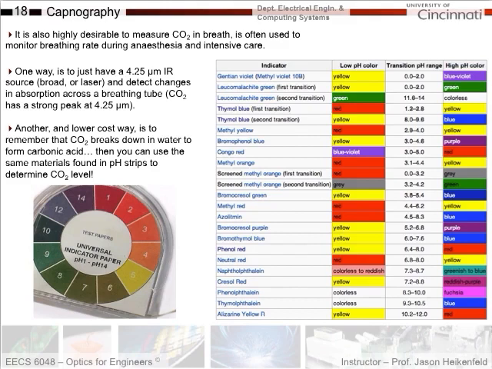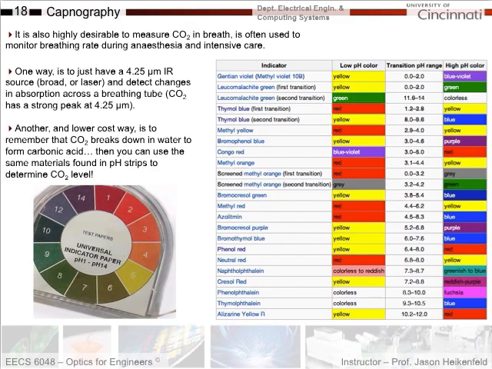One way you could do this is you could have a 4.25 micron IR laser that could basically look at that absorption peak, because there's a strong absorption peak for carbon dioxide at this wavelength. But that's kind of complicated. There could be a simpler way.